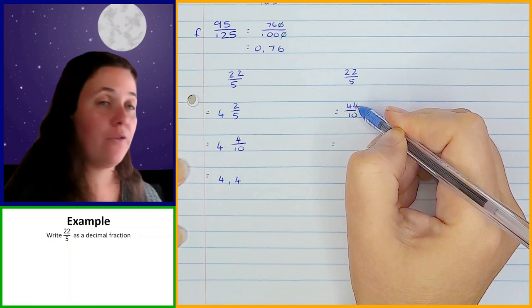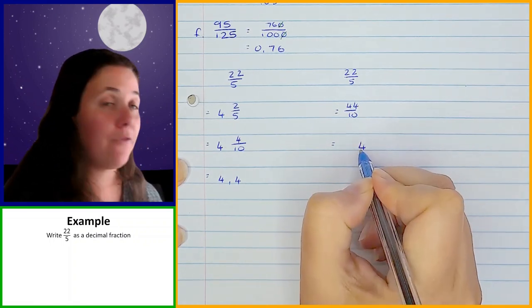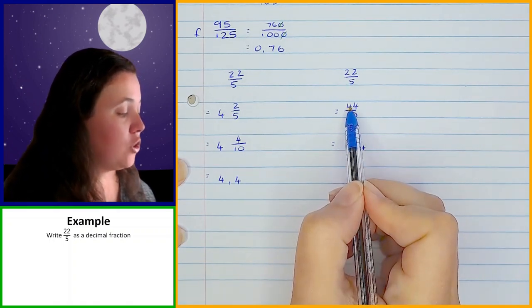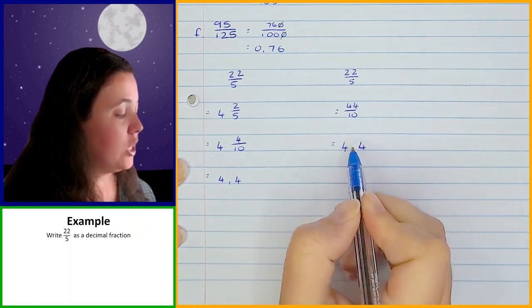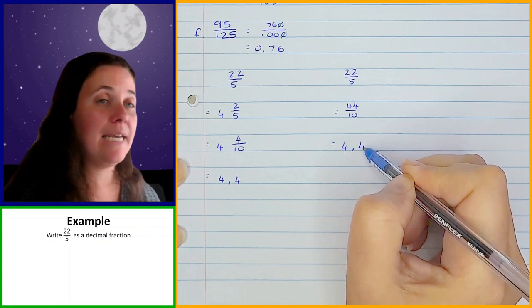The last digit over here is going to go in the tenths position. So I'm going to have 4 in the tenths position. In front of the tenths position is my decimal point. And then this 4 is going to go on the other side over there. So I still have the 44 written like that, but the 4 is in the tenths position.